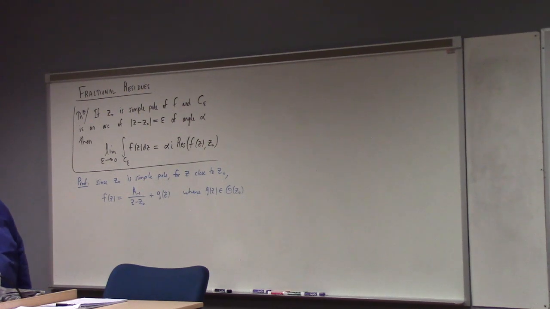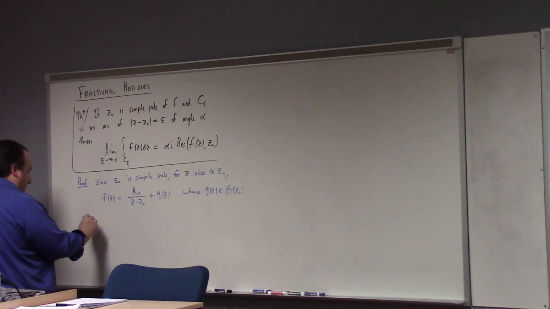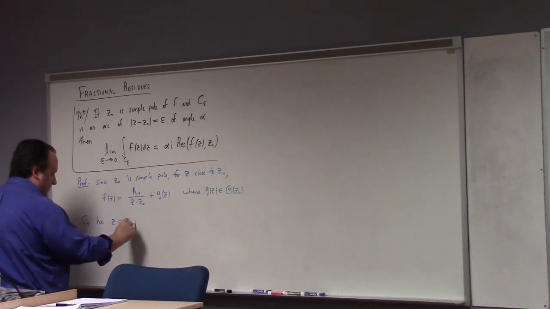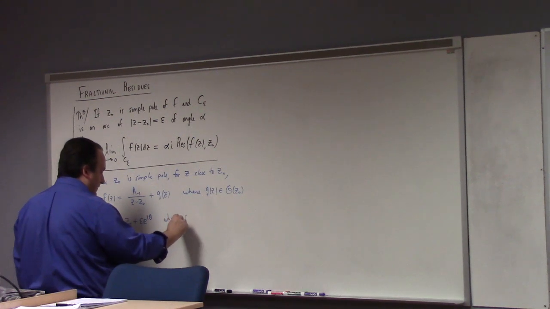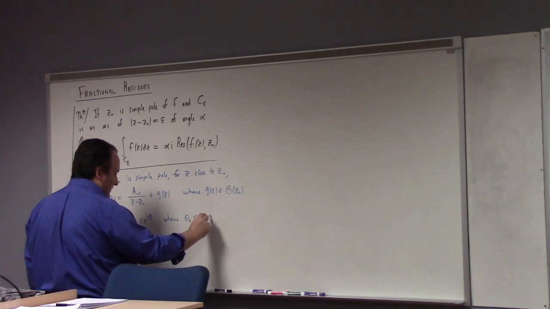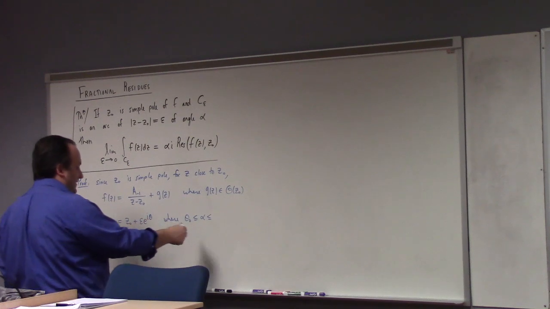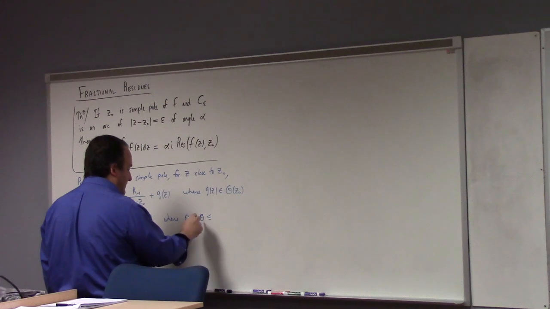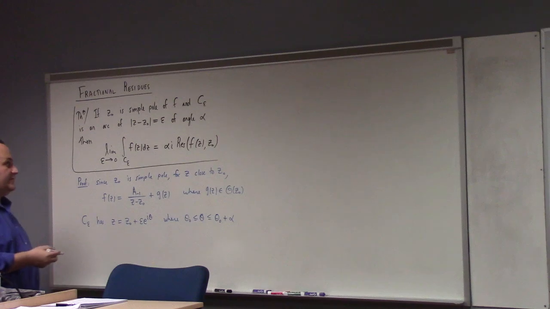Now, C epsilon we can describe as z equals z naught plus epsilon e to the i theta, where theta naught is less than or equal to theta less than or equal to theta naught plus alpha. Oh, did I say alpha? That's wrong. Theta is the variable here. Alpha is fixed. So that's an arc of angle alpha.